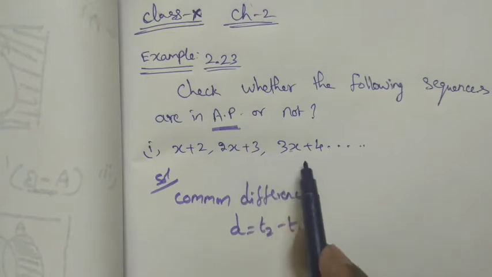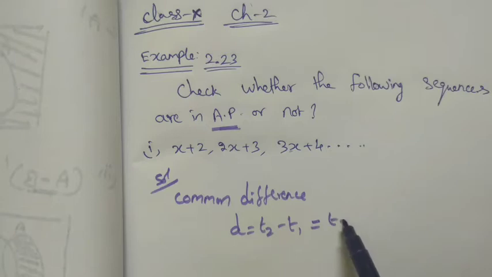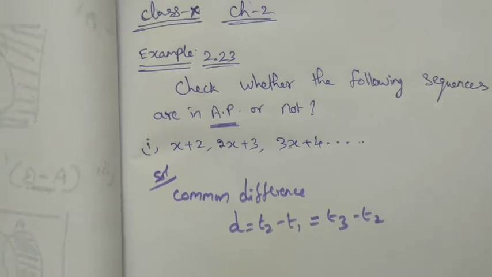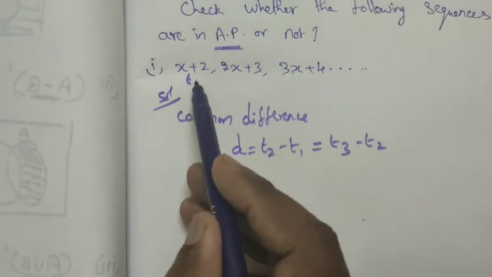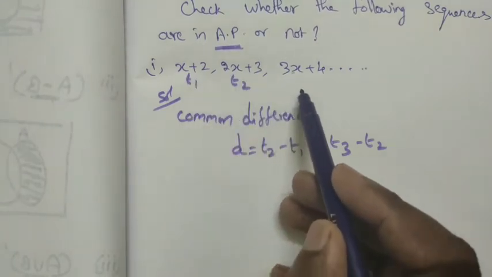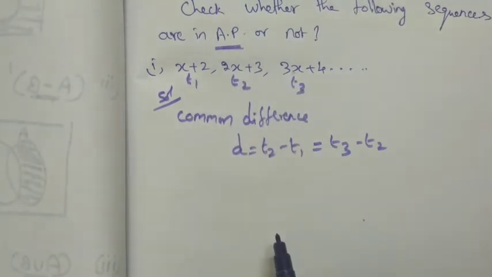And the term T3 minus T2. This term is equal to T3 minus T2. Or otherwise, you can find T2 minus T1 as one term and T3 minus T2 as another term separately. If both the answers are equal, we can say it is an AP. Otherwise, it is not an AP. Now, see, this is T1, the first term, this is T2, the second term, and this is T3, the third term.